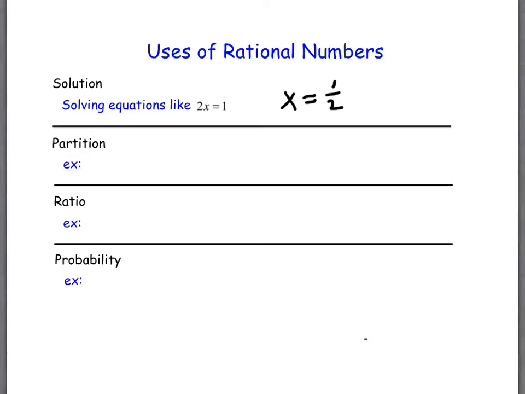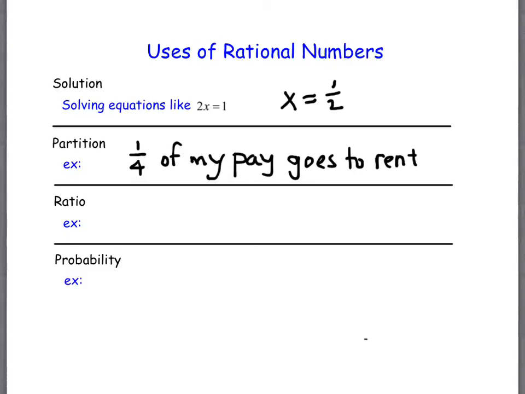Partition is another example of rational numbers. So when you're talking about a partition, you're talking about, for example, something like 1/4 of my pay goes to rent. It is a part of something else. 1/4 of my students are boys. That kind of stuff. So you're looking at a portion of something else.